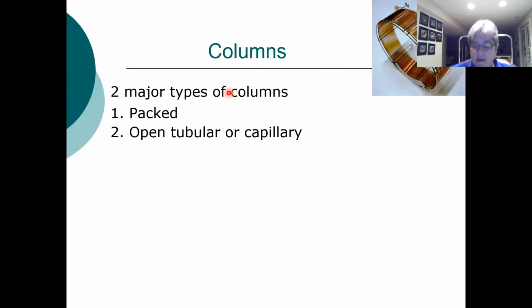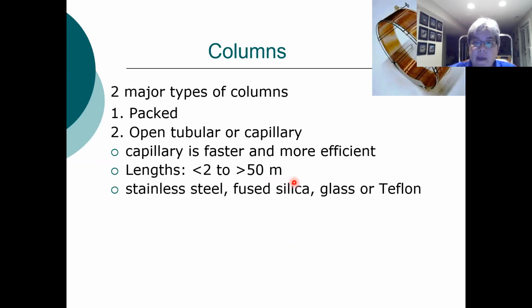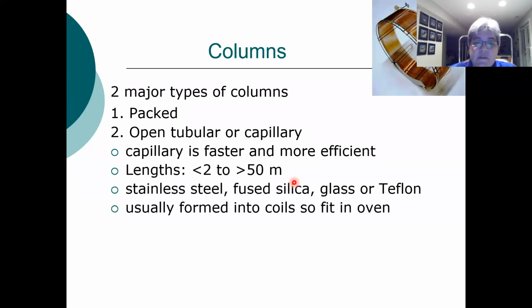All right, for the columns, as I mentioned, there are these two types: one that we call packed and one that's called open tubular or capillary. The capillary column is a smaller column, and it is much faster and more efficient for separations. The lengths of these columns vary. Packed columns tend to be around 2 meters. The capillary columns can be 50 meters or more. So these columns are very, very long and made of a variety of materials.